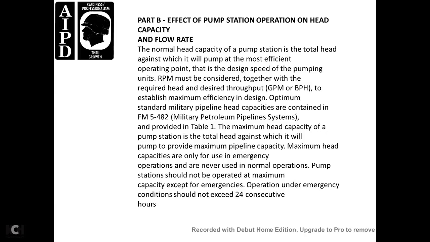Part B, to be effective the pump station operation must consider head capacity and flow rate. The normal head capacity of the pump station is the total head for the pump, the most efficient operation for the design speed of the pumping unit. The RPM must be considered together with the required head and desired throughput in gallons per hour or barrels per hour. Establish minimum, maximum, efficiency, and design optimum standard military pipeline head capacity, contained in Field Manual 5-42, Military Petroleum Pipeline Systems, Table 1. The maximum head capacity of the pump station is the total head against which the pump provides the maximum pipeline capacity.